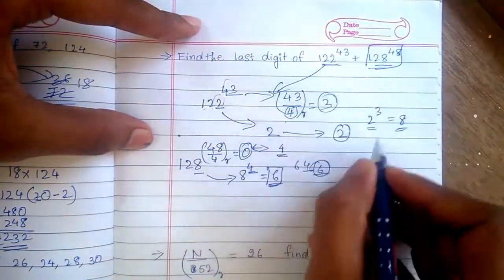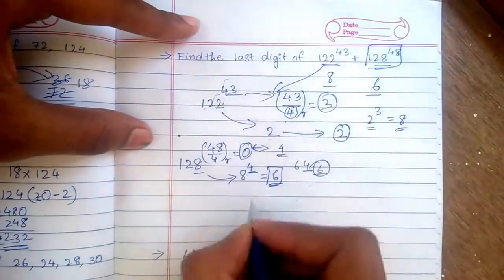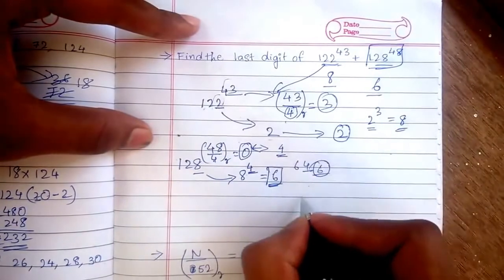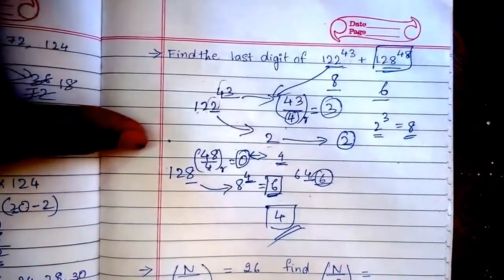Now this number ends with 8 and this number ends with 6, so the sum is going to end with 4, which is our required answer.